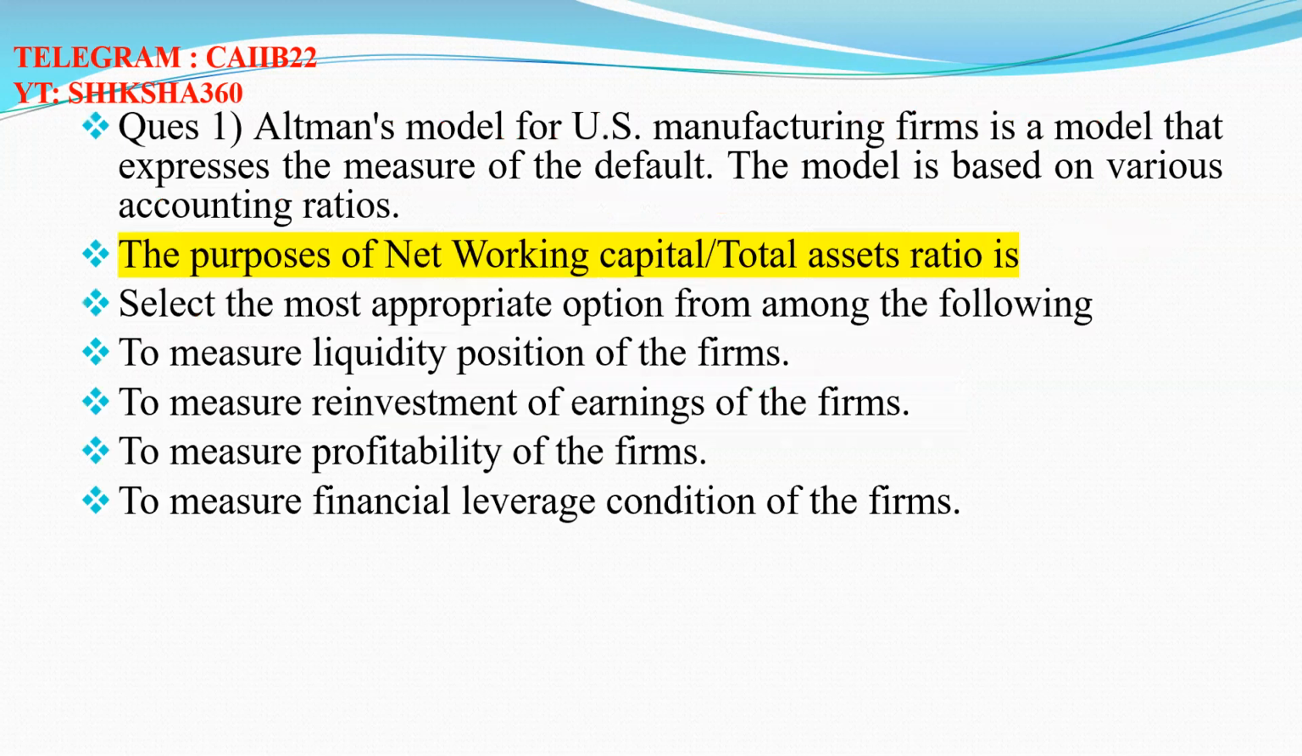The Altman model, for US manufacturing firms, is a model that expresses the measure of default. The model is based on various accounting ratios, or basically we can say 5 accounting ratios.